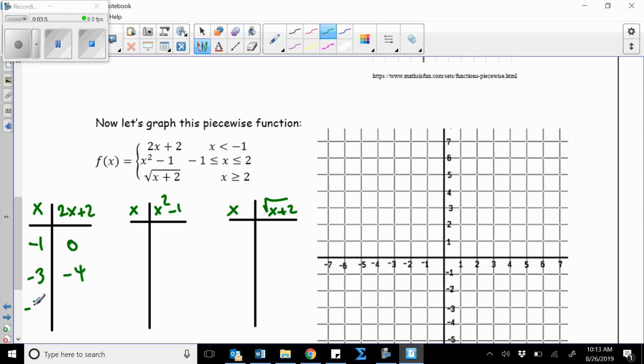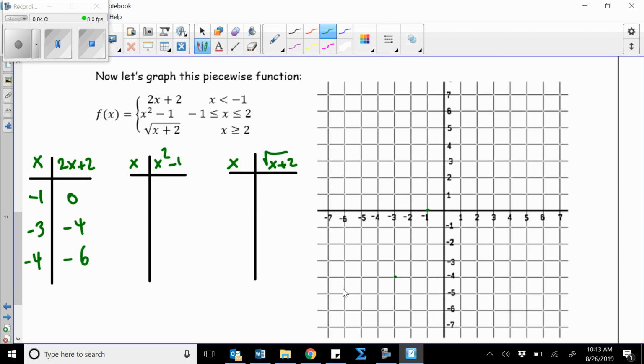We can try negative 4 also. It will be negative 8 plus 2, negative 6. So the points are negative 1 and 0, which is here, negative 3 and negative 4, then we have negative 4 and negative 6, which is here. So my line is going to be this. I connect these points. So this is the graph of this little function over here.